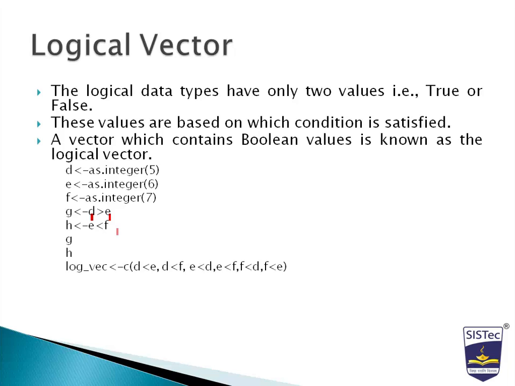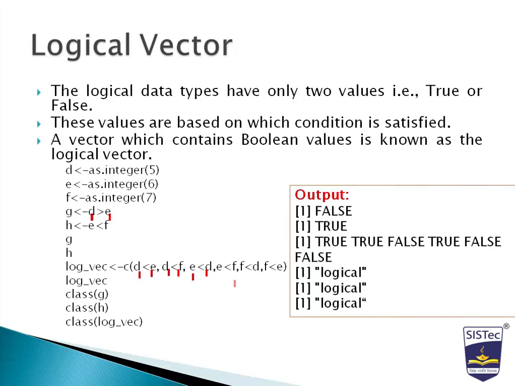And again we create a vector known as log vector with the combination of all such conditional values like d is less than e, d is less than f, e is less than d, and so on. And we will check what value is stored in the log vector, and finally we display the value of log vector. And at last we print classes of these variables. And let's have a look.